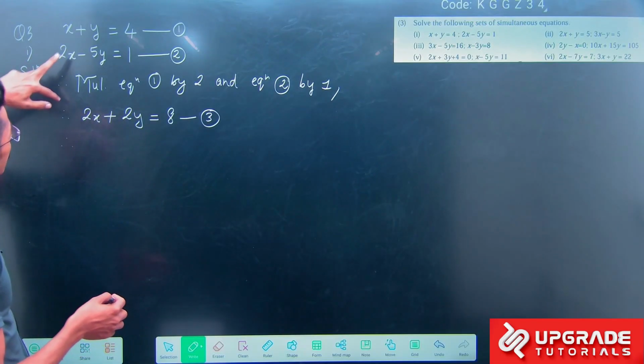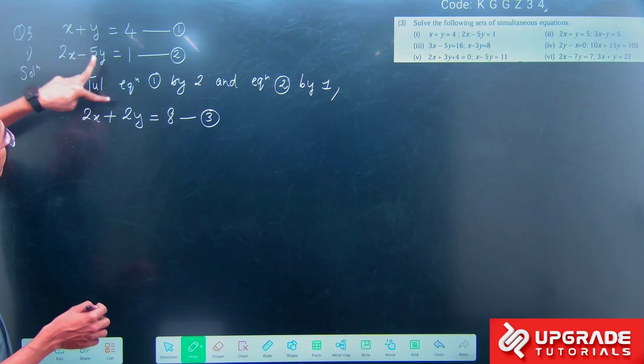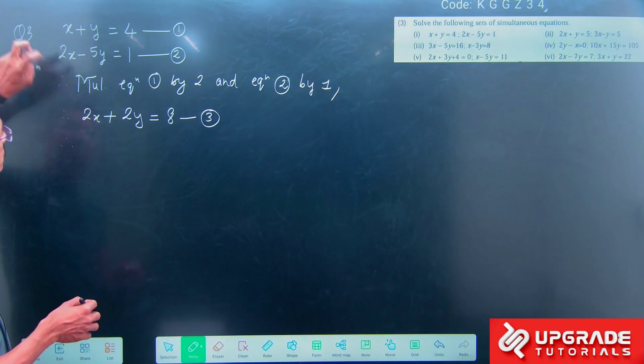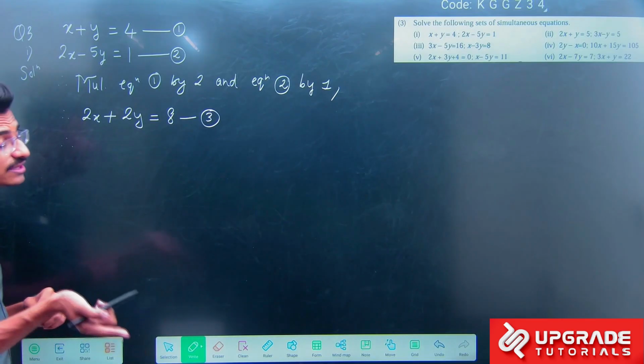Now, what are the coefficients of x? 2 and 2. Y, 5 and 2. So x तो same है, x same है. Are they with the same sign?